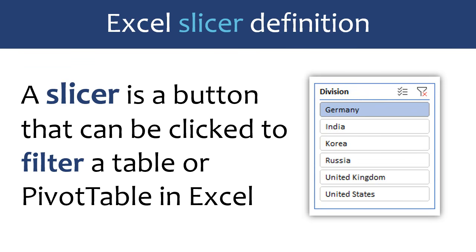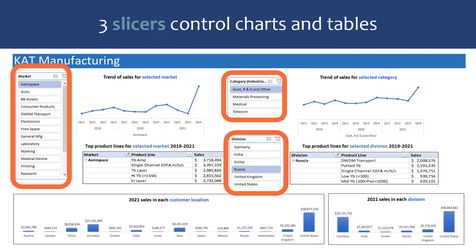A slicer is a button that can be clicked to filter a table or pivot table in Excel. It also allows you to quickly see what filter criteria are currently being used. You may have multiple slicers controlling charts and tables in the dashboard. Here there are 3 slicers.